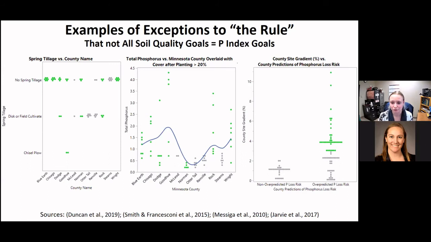There are exceptions to the rule that soil quality goals equal P-index goals, because we can still have a high P risk no matter soil quality. And just a note about the cover after planting in the middle here, that's including organic matter content as well, to get at both what's happening after a crop year in terms of all the fall and spring tillage that was done. So that's referring to some of that organic matter questioning I had before.